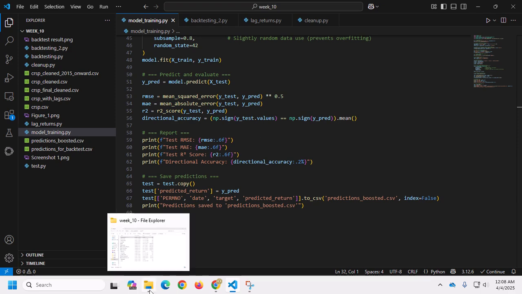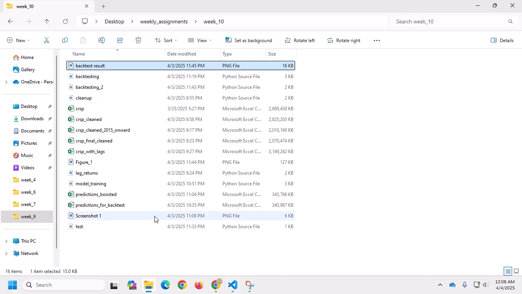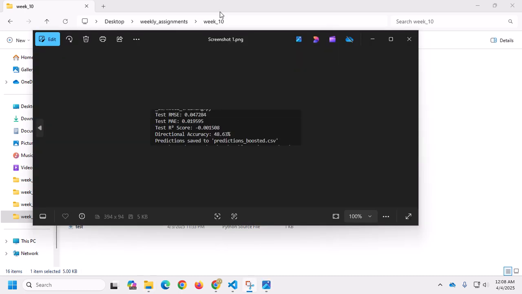So let me show you what came out. Hold on just a second. Okay, so this was the result right over here. The RMSE was 0.04, testing MAE was 0.019. R squared was in the negative. Directional accuracy was 48.63%, which I had saved to this file called predictions boosted CSV.